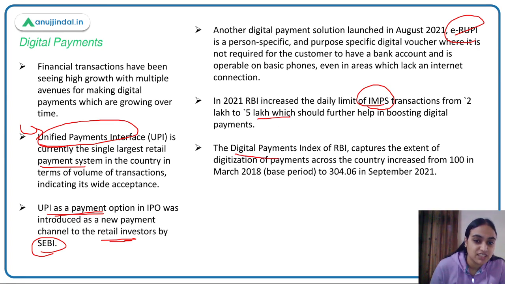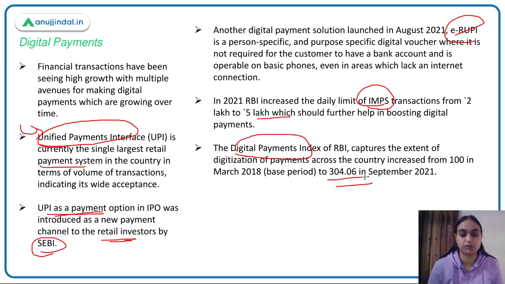Digital payment index introduced ki gayi thi recently, maine is pe ek session bhi liya tha. This index's September data is out that it's at 304.06, which has increased from March 2021. That shows more acceptance of the digital payments in India. Okay, so ye tha hamara ek digital payments ke bare mein overview.